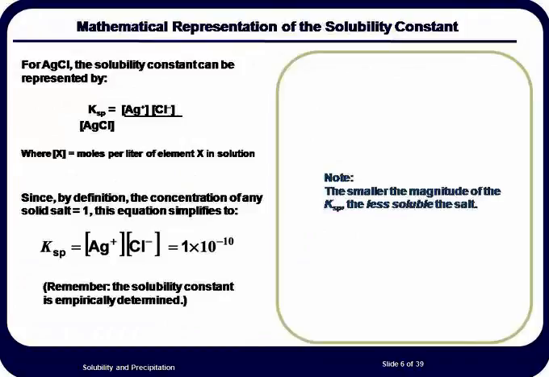The square parentheses around an ion symbol denote a solution concentration in units of moles per liter. Since there are no discrete molecules of silver chloride solid that are dissolved, and the solution is saturated with silver chloride, its concentration is equal to unity. The empirically determined K sub SP value for silver chloride is 1 times 10 to the minus 10th. In general, for salts with the same ion ratio, the smaller the value of KSP, the less soluble is the salt.